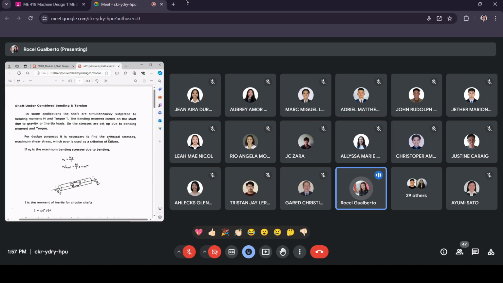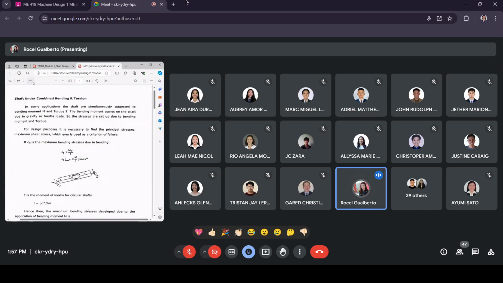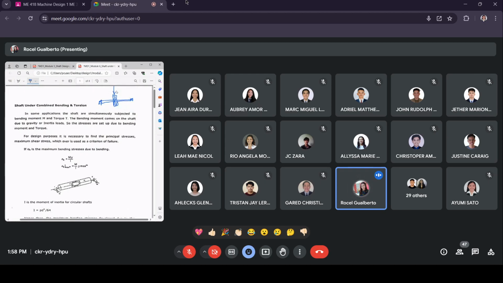Okay, shaft under combined bending and torsion. So how do you know that it's combined bending and torsion? Here you have the schematic diagram of the shaft. You have bearings on both ends, and you have, say for example, a gear or a pulley, so that will give us the bending load. And then at the same time, this is rotating, producing torque. So this is the schematic diagram of combined bending and torsion.